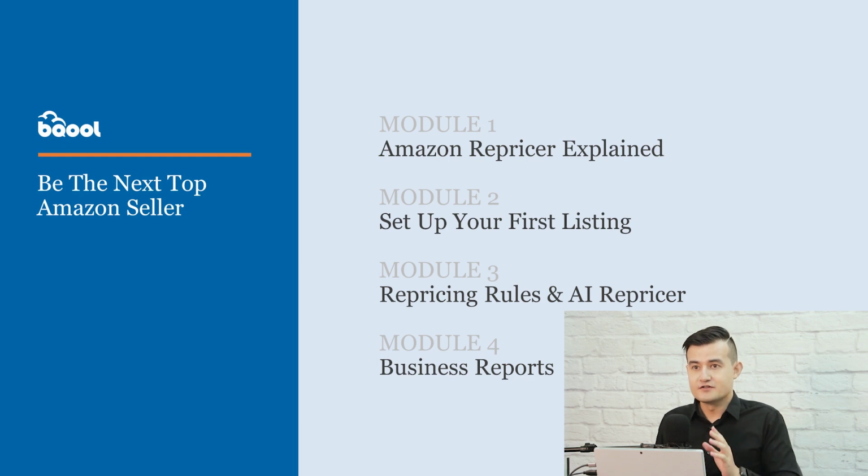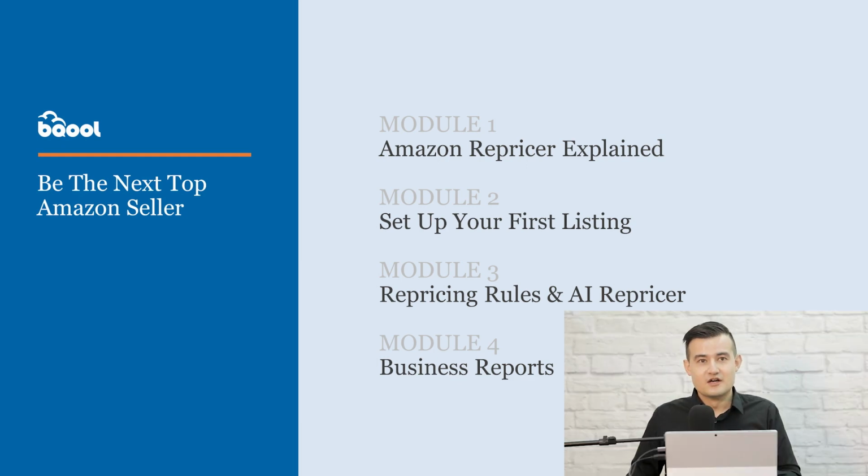We'll be covering 4 different modules. So in the first module, we'll quickly go through what the Amazon Repricer is, what's the purpose of it. And then we'll go into how to set up your first listing. How do you prevent yourself from getting delisted? And also some of the most popular general settings that our users use. Then we'll cover some of the bulk setup to save you time so that you can easily reprice a lot of your listings all at once.